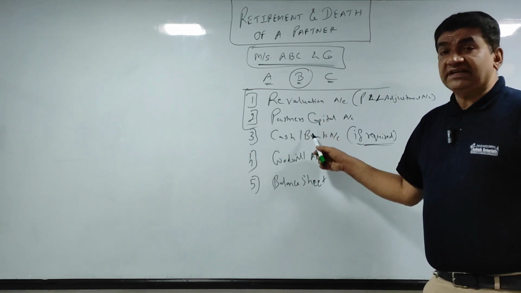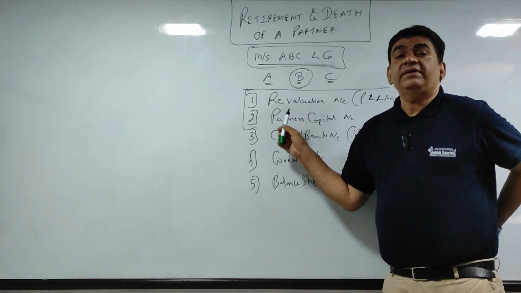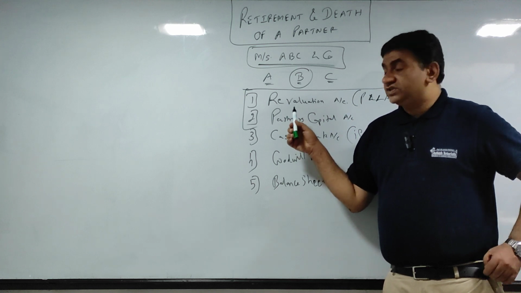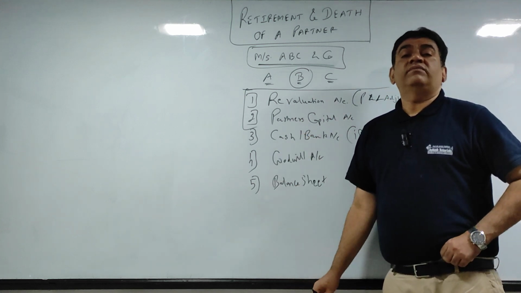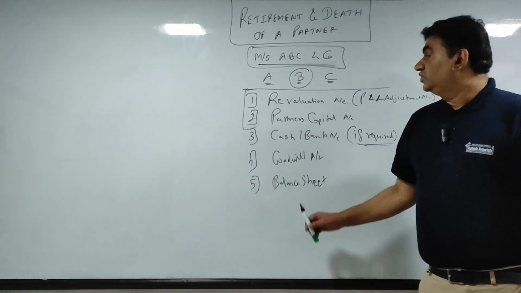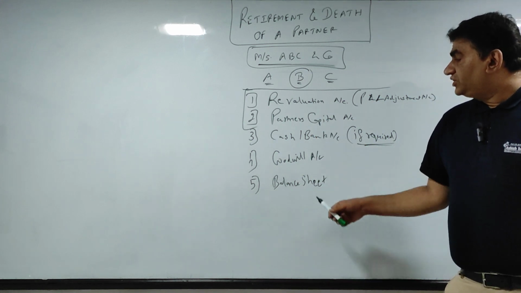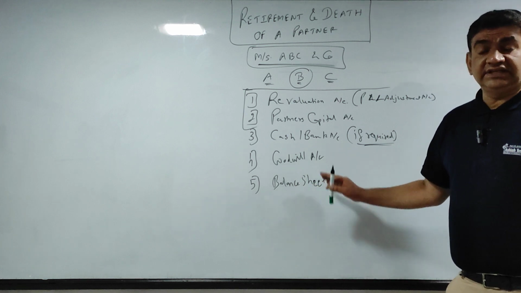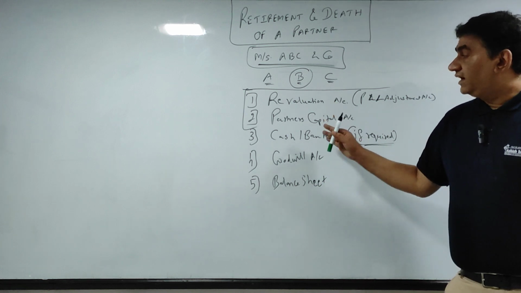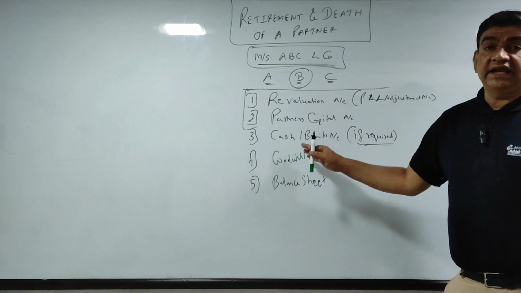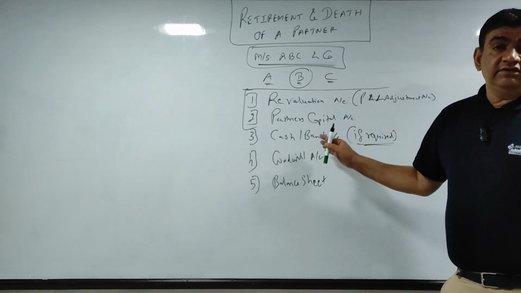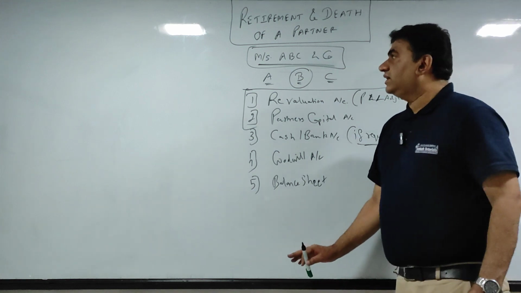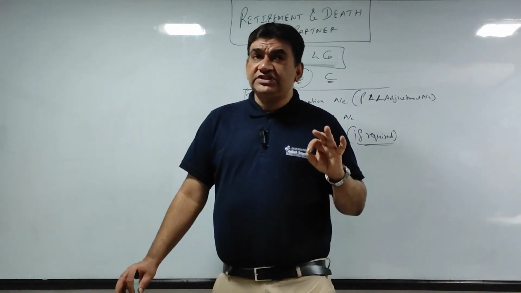But when they tell you only the second one, we will have to prepare the first one in rough, because till the time we don't get revaluation profit or loss, we cannot give the credit to partners. Got it? So revaluation, partners capital, cash bank, goodwill and balance sheet. Maximum these accounts. In fact, sometimes it can be 1, 2, 3, 4 or all 5. Got it, guys? Now, as I told you, this is a very simple chapter.